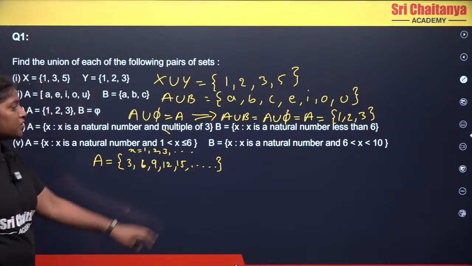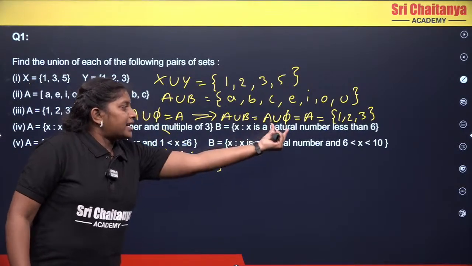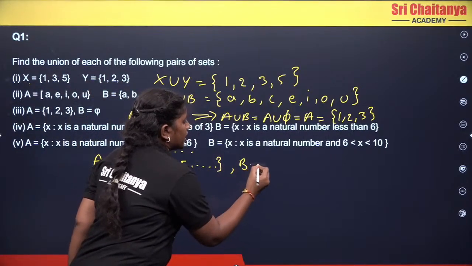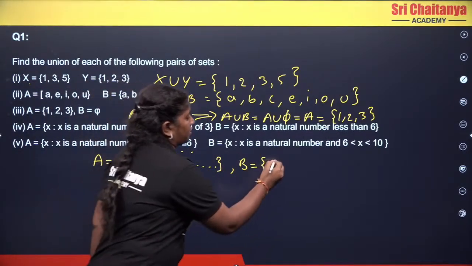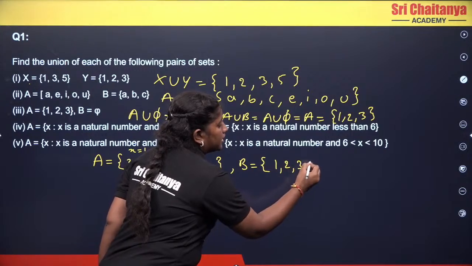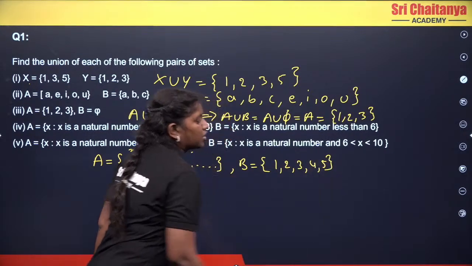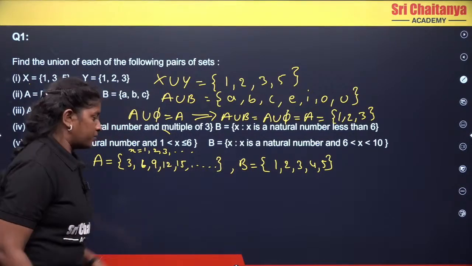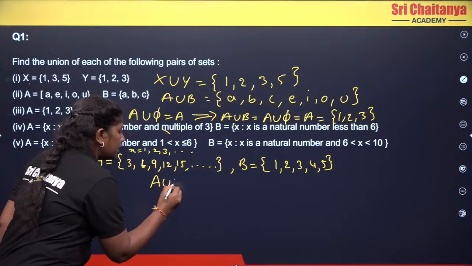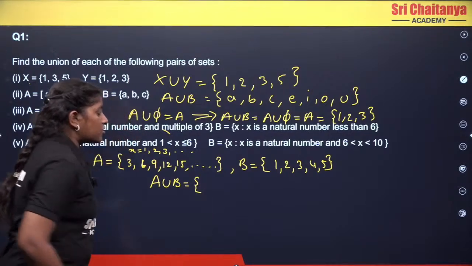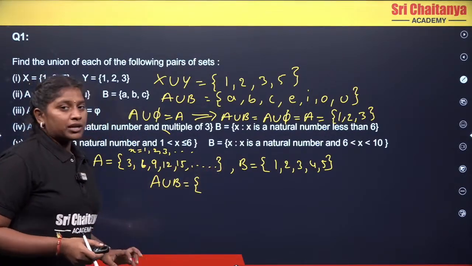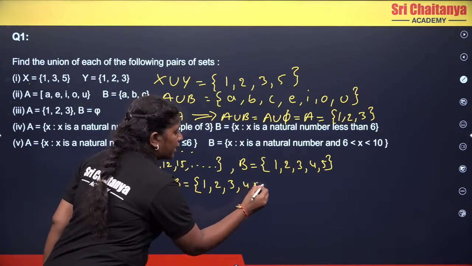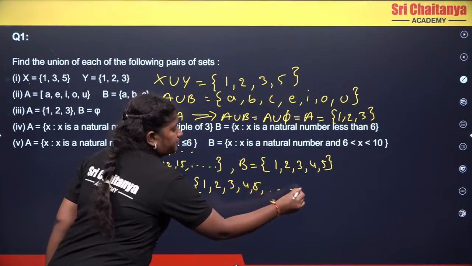Okay. Now coming to B. B is the set of x, where x is a natural number but less than 6. Less than 6 means B is the set of 1, 2, 3, 4 and 5. Now they are asking us to do the union operation between A and B. So A union B will be equal to the set of, we are just going to write the common elements one time, so that becomes 1, 2, 3, 4, 5 and 6 and so on.